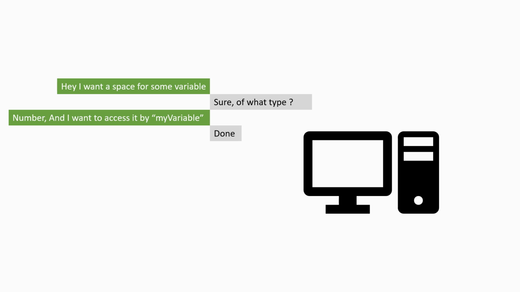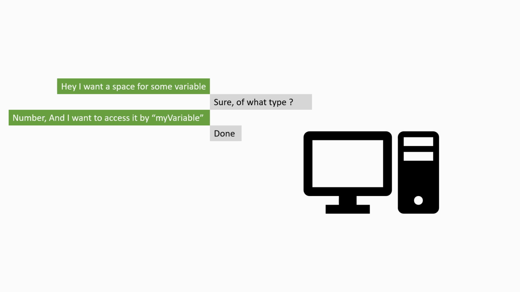The type of variable is defined when you create a new variable. Mostly, you want some basic stuff like number or character or a string. So you tell the computer, hey, I want memory for some number and I want to access it by this name. It is actually much simpler than it sounds.